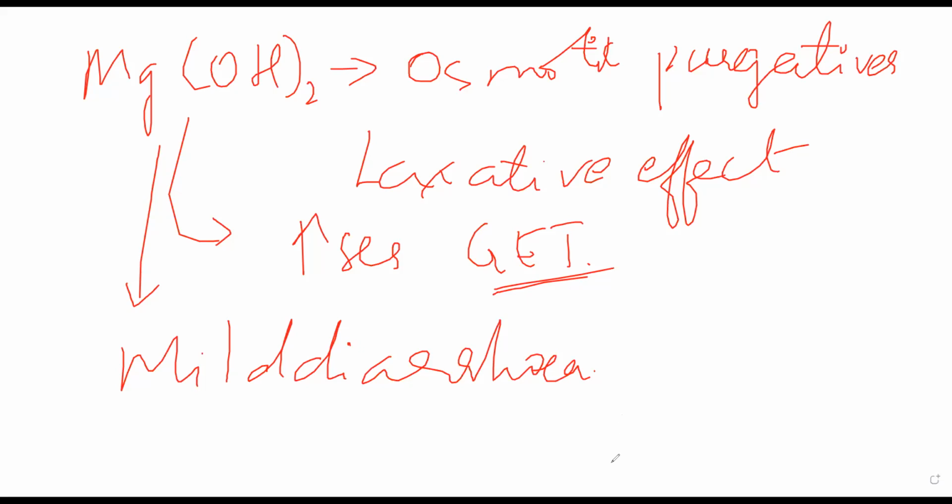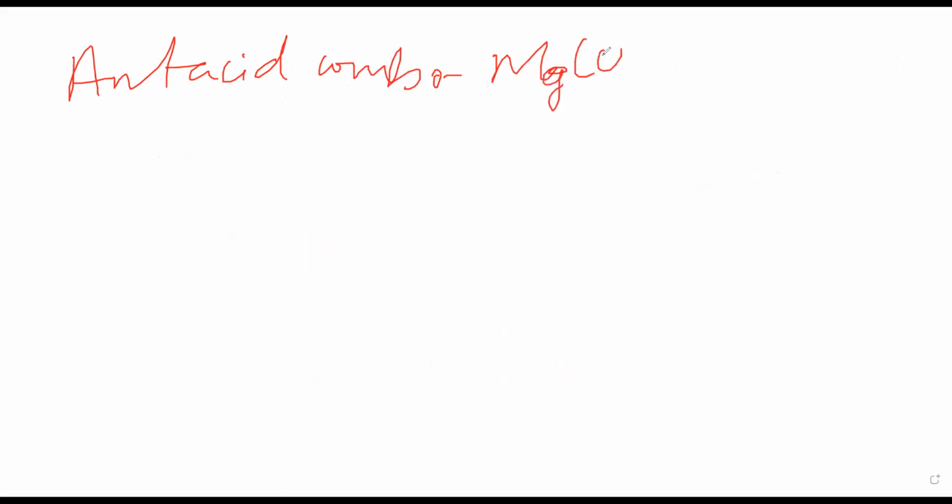That is why, with magnesium hydroxide, say we were having a problem of diarrhea, right? And with aluminum hydroxide, there is a problem of constipation. What you can do is you can give a combination of antacids. Antacid combo of magnesium hydroxide plus aluminum hydroxide. If you give this combination, you are negating each other's side effects. Okay, you will get quick and prolonged action from both of them.